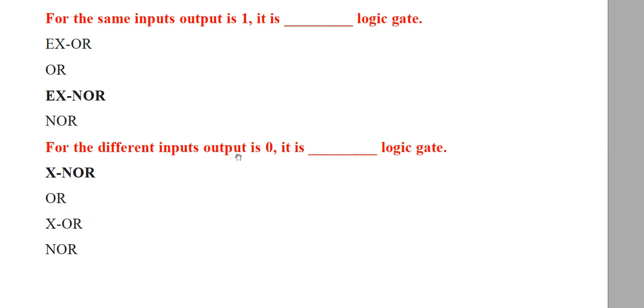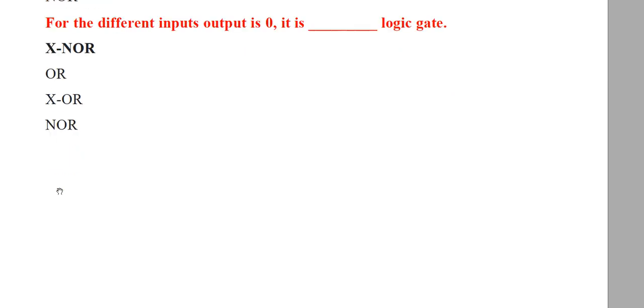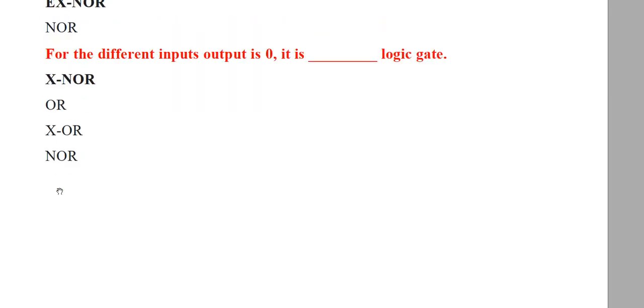For different inputs, output is 0. Which type of gate is this? Of course, it is an XNOR gate. For the same input, output is 1, and for different inputs, output is 0. It is an XNOR gate. Correct. So these are the varieties of questions. I hope so.